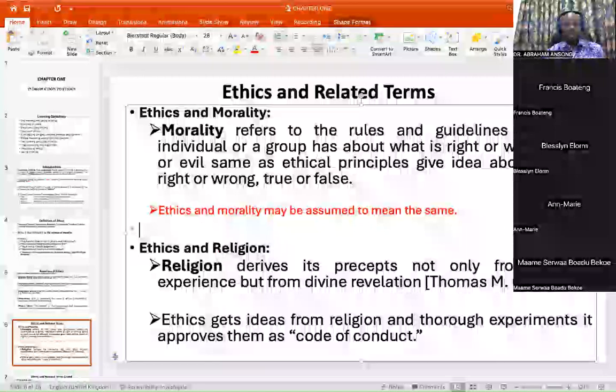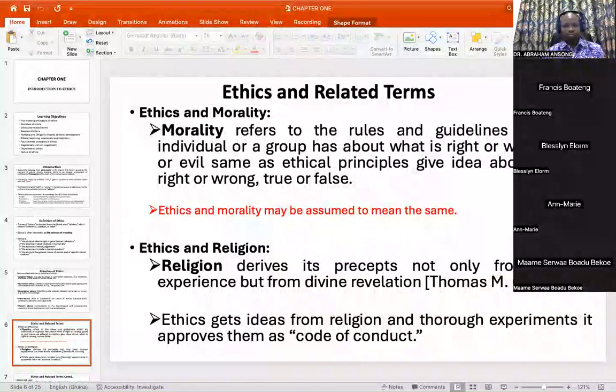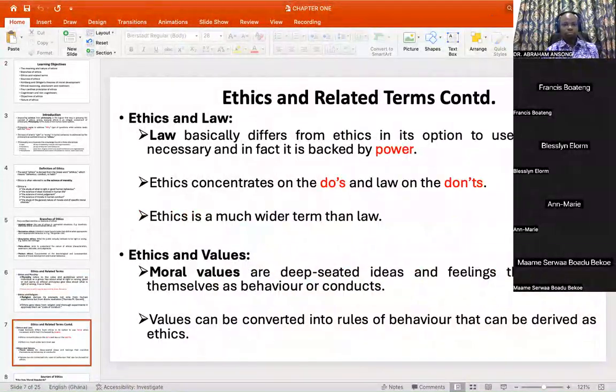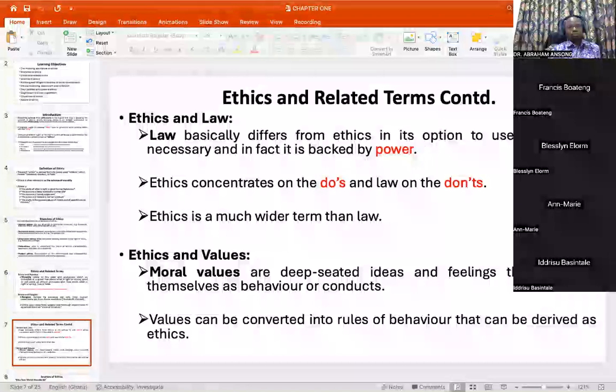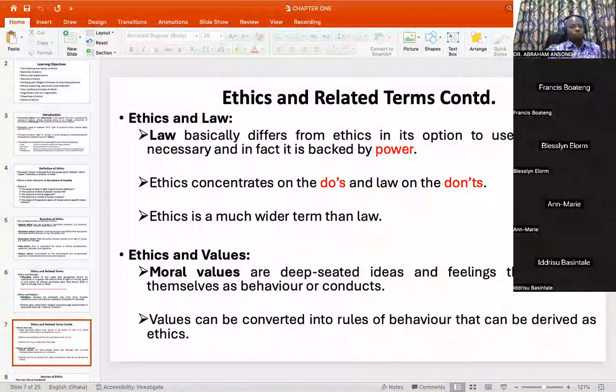All right. Are we clear with this? Yes, sir. Yes, Prof. Then we'll move to ethics and law. You see, there will be some similarities. Law wants you to do the right thing. Ethics as well wants you to do the right thing. But are they the same?